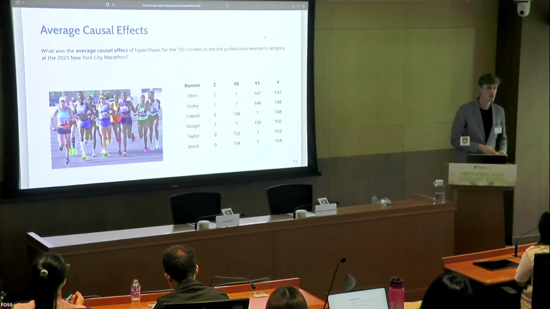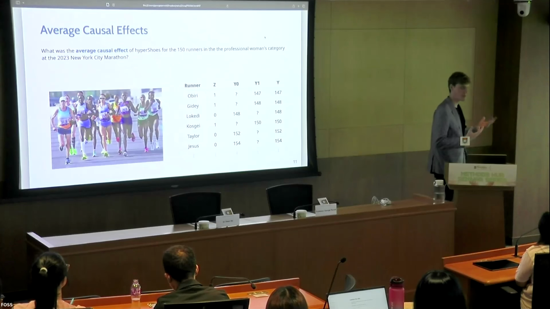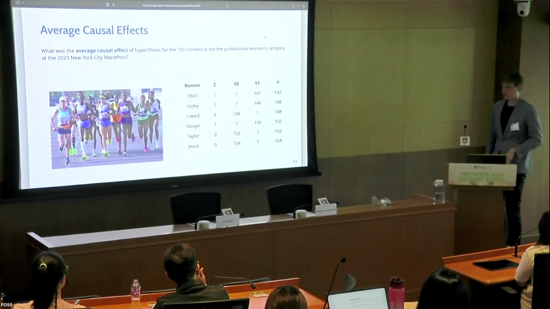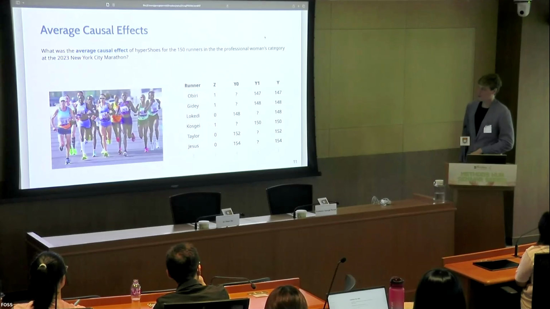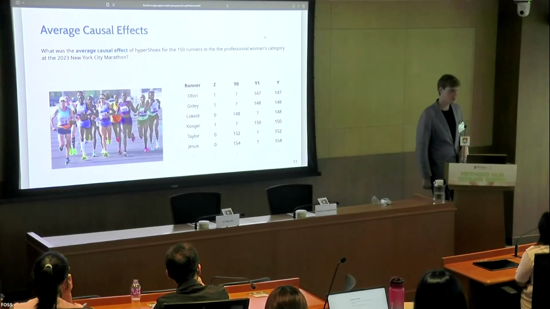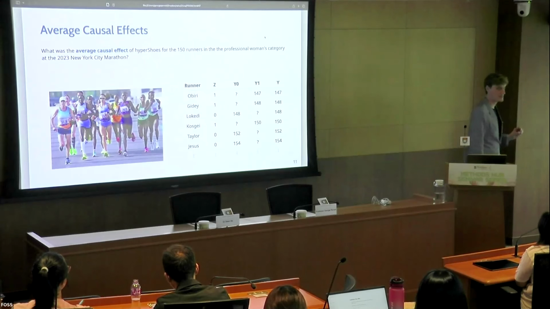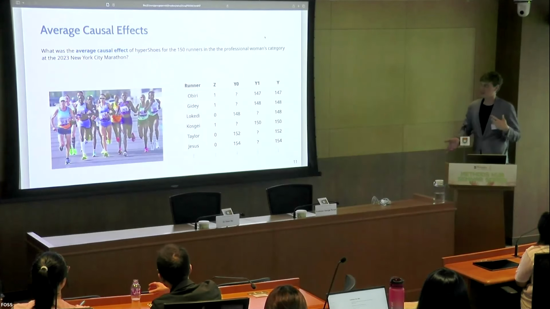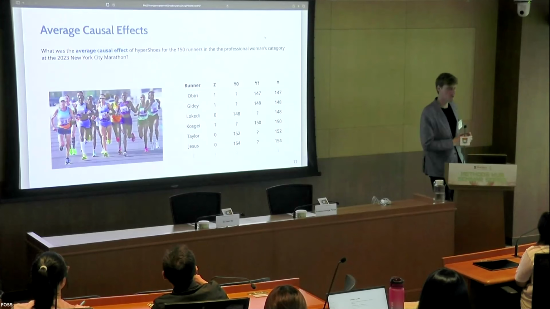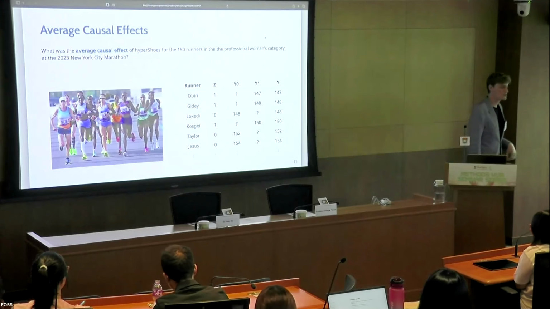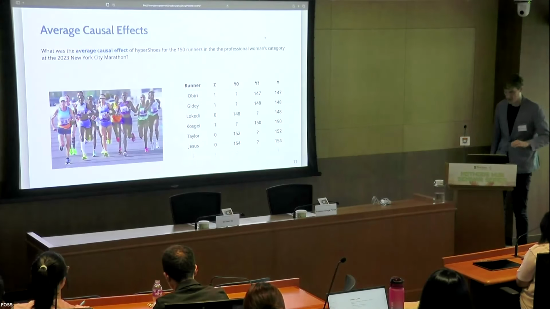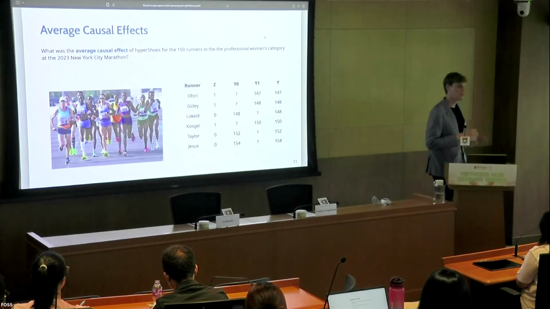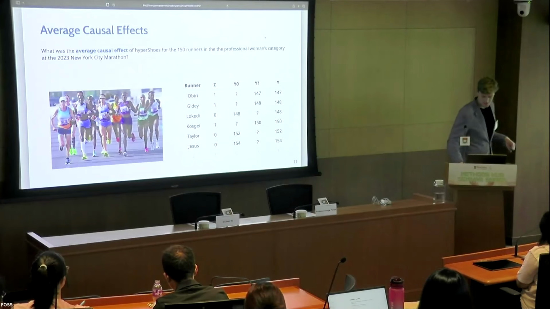For each runner, some of them wear the hypershoe, and we see a few with Z equals 1, and some of them don't wear the hypershoe. Notice that the third row and the fifth and sixth rows have Z equals 0. That indicates that they are not wearing the hypershoe. And so we have a mix of different potential outcomes. For some runners, we observe Y1, and for other runners, we observe Y0. So we can actually use this information to estimate average causal effects.